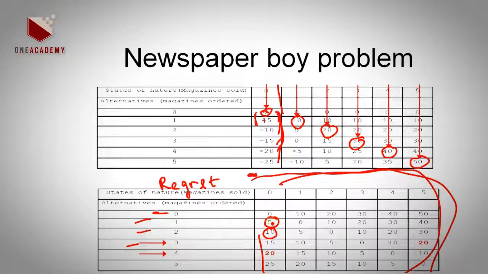So what happens here? I have shown you how to construct the matrix of regret. Now, looking here, in the first row the worst possible alternative is 50. In the second row, the worst possible alternative is 40. Here the worst possible is 30. Here it is 20. Here is 20, and here is 25. And the least worst out of these 6 numbers is 20. These are the closest to the perfect. And we are ending up again with a tie between ordering 3 and ordering 4 magazines.